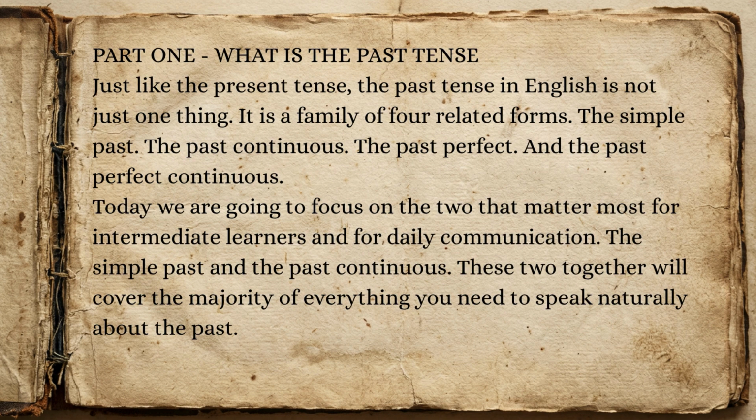Part 1. What is the past tense? Just like the present tense, the past tense in English is not just one thing. It is a family of 4 related forms. The simple past, the past continuous, the past perfect, and the past perfect continuous. Today we are going to focus on the 2 that matter most for intermediate learners and for daily communication. The simple past and the past continuous. These 2 together will cover the majority of everything you need to speak naturally about the past.